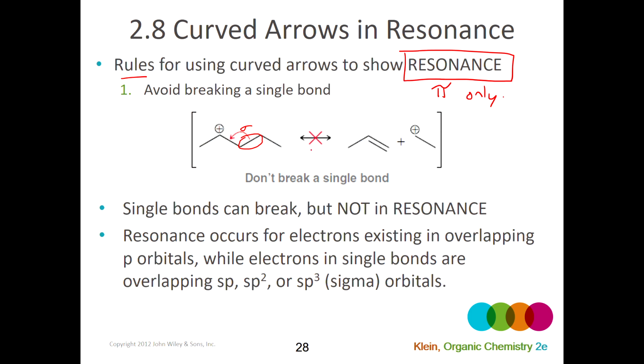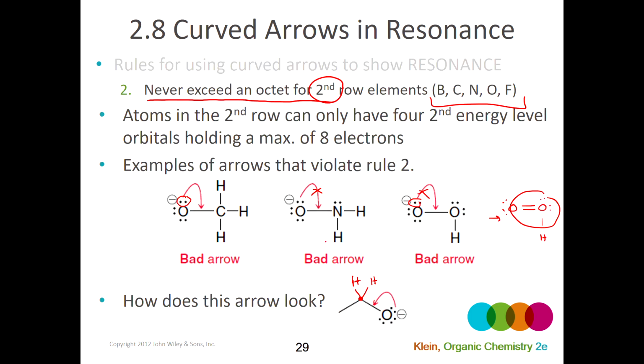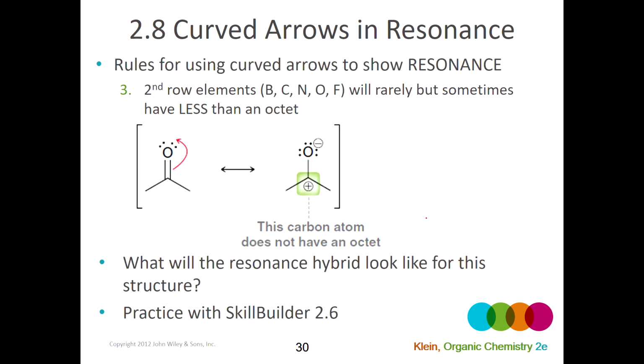So avoid breaking single bonds, and make sure you don't create any 5-bonded atoms or atoms with more than 8 valence electrons if they are second energy level atoms. Third and fourth energy level atoms can hold more than 8 electrons, so it's okay to do that for them. All right, so that's rule 2. Rule 3.